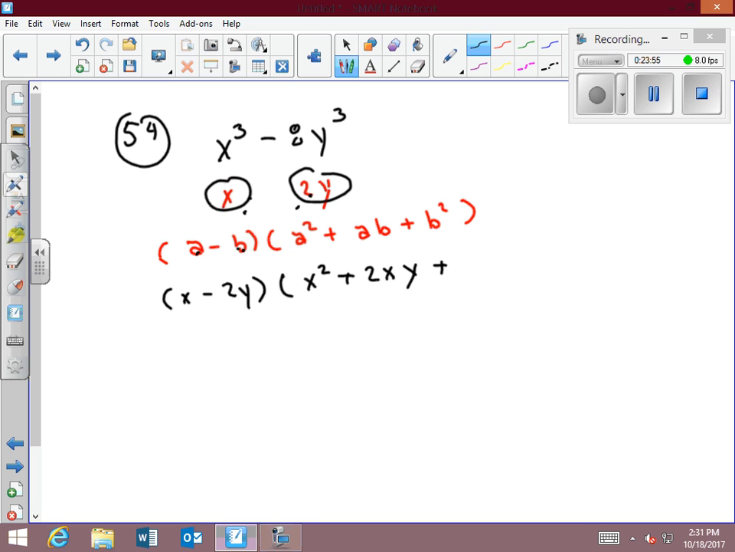Well, which is B? The 2y. So if you square the 2y, what's it going to be? 2 squared y squared, isn't it? Which is 4y squared, right?